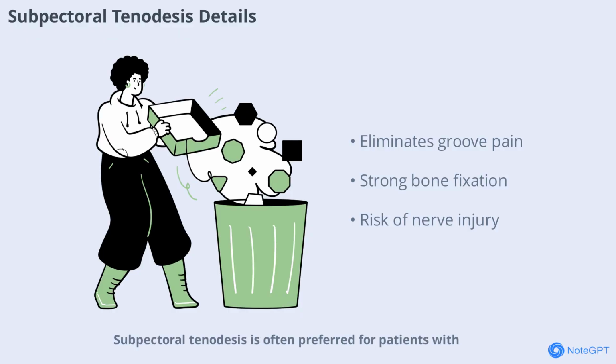Subpectoral tenodesis is often preferred for patients with significant bicipital groove inflammation or poor tendon quality. This approach eliminates pain from the groove, offers stronger bone for fixation, and may speed up recovery. However, it carries risks like scar formation, muscle asymmetry, and potential nerve injury. Surgeons must weigh these factors when recommending subpectoral tenodesis.